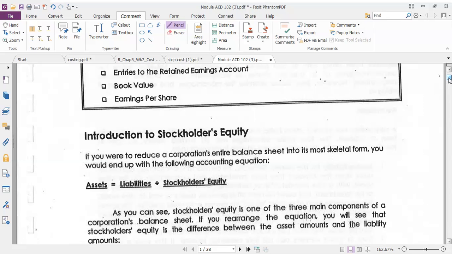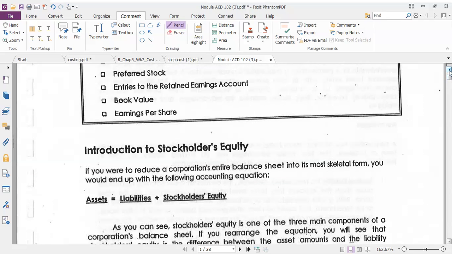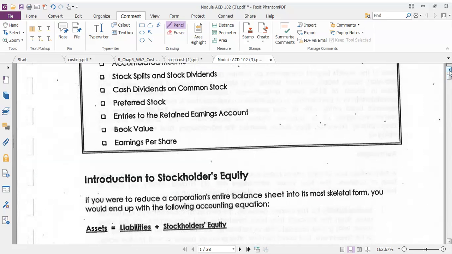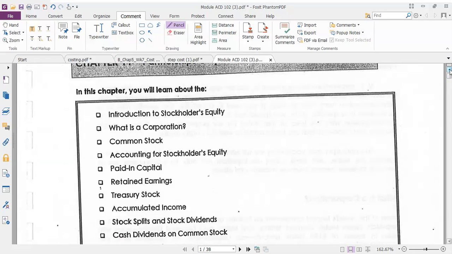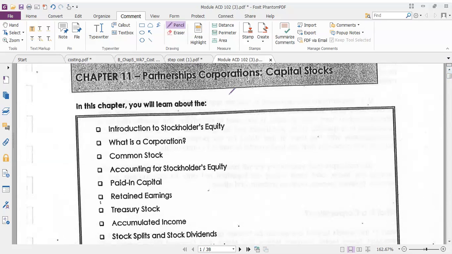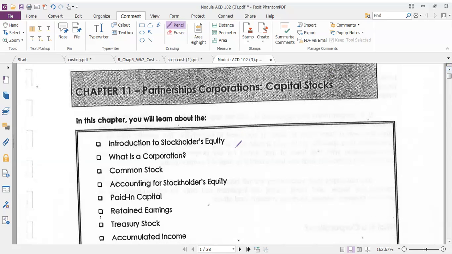Dekat situ ada chapter, kita punya referring modul untuk ACD101. Kalau you perasan lah, ada yang perasan tak? Modul untuk ACD101 ada tak? Dekat dalam LMS, saya dah letak. Ada kan? Okey. Kat situ ada chapter 11 ni, partnership, corporation, capital stock. Yang ini saya belum cover lagi.